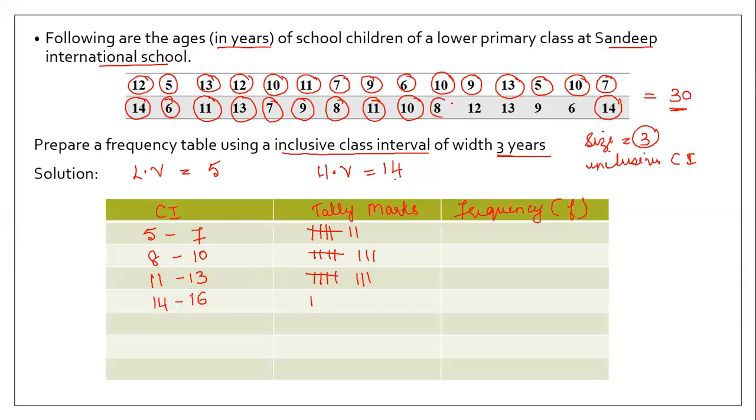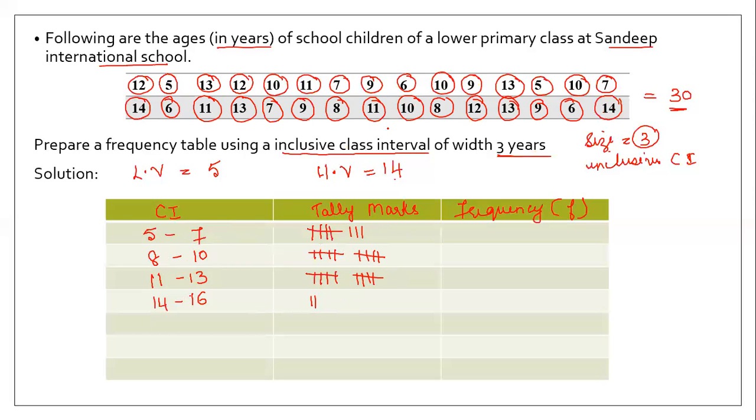So you should know how to put the tally marks, student. That is very important, okay. 12, okay, it is between 11 to 13, so it will be here. 13, okay, here. 9, we have 8, 9, 10, so okay, here. 6, we have 5, 6, and the last number is 14, that is here.